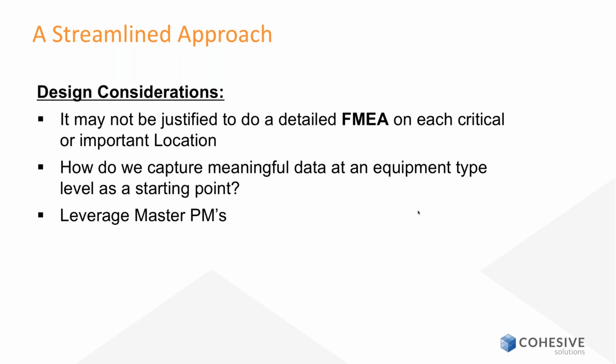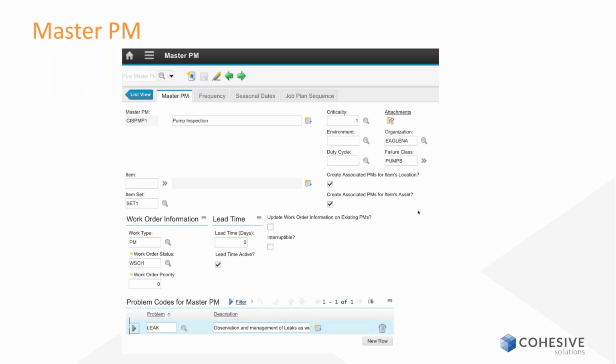it leverages the master PM module that's in Maximo. So if we jump over to the master PM module, we've added some fields to the master PM, one being the failure class over on the right-hand side to identify the type of components that this PM is intended for.